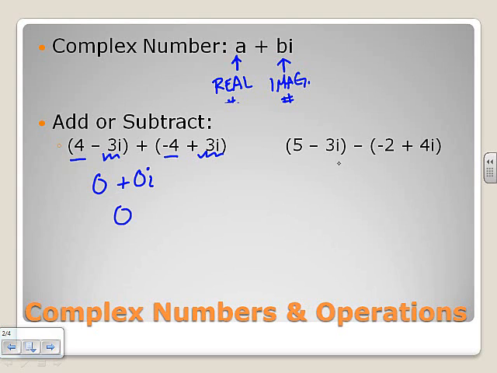Let's look at subtracting. Same thing. When you subtract the real part from the real part, and you subtract the imaginary part from the imaginary part. So if we do 5 minus negative 2, that will make 7, because minus and negative becomes plus positive. Then you do negative 3i minus 4i makes a negative 7i. And that would be your final answer, because you cannot add together or subtract a real number from an imaginary number.